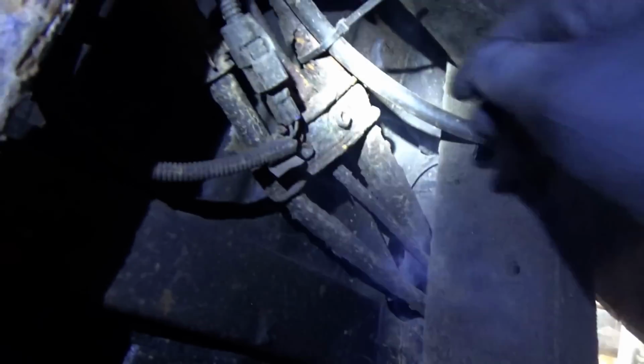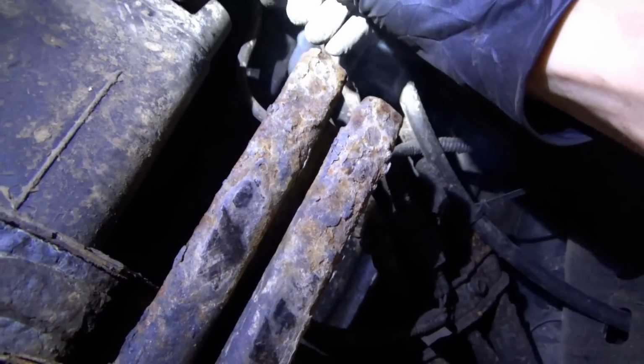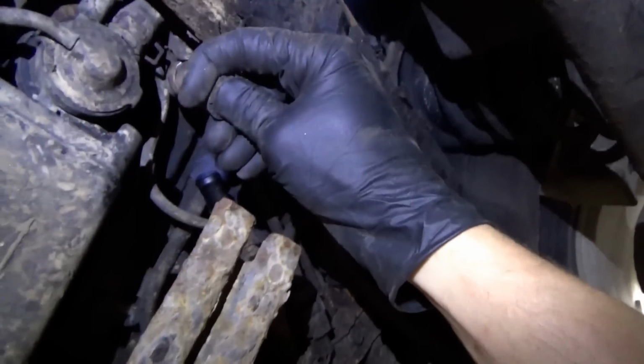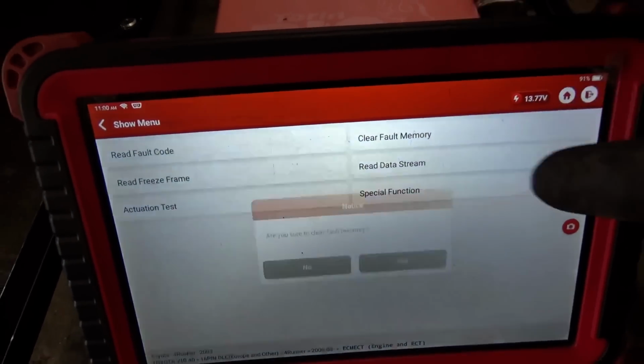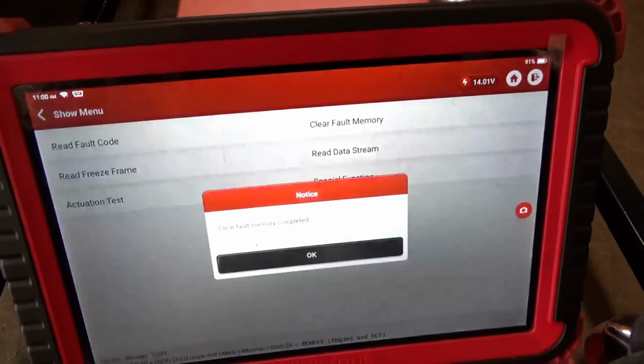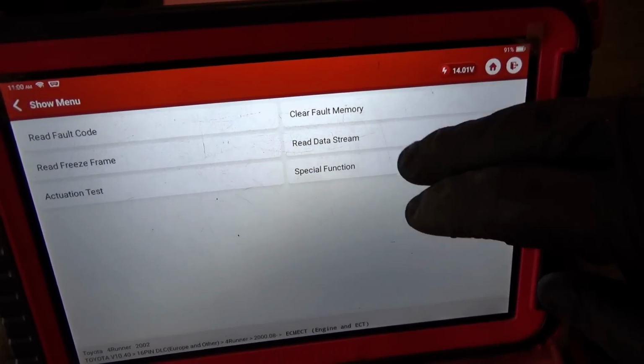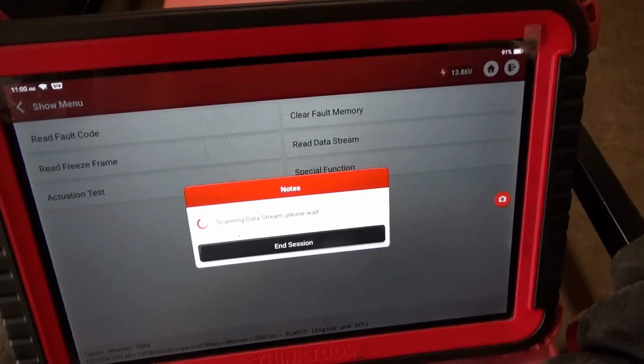Okay, smoke machine is pumping out the smoke. You can see the vent is coming out of there. So if we take this line off, yep, there it is. I plug that. Let's look in the scan data, see if the pressure is building in the tank. Okay, so back in the scanner, clear fault memory. Let's do that. Okay, and then in data, let's just look at the vapor pressure in the tank.